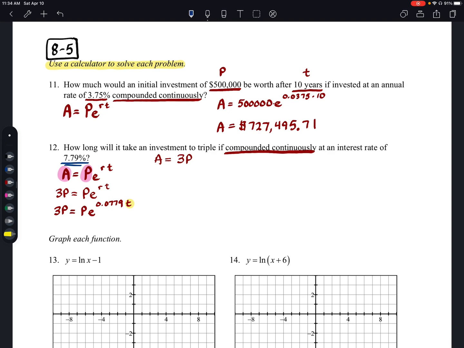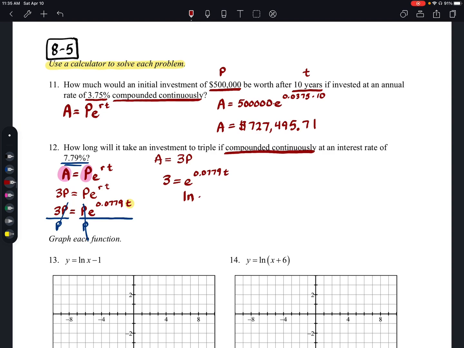So as I look to try to solve this, what I'm going to do first is divide each side by P. We cancel those P's out, and actually these P's will cancel out. Now we're left with 3 should equal E raised to that power of 0.0779 T. And now it's just an exponential function that we need to solve. So because this is new, if I want to get rid of that E, let's take the log on each side. But when we take the log, let's do the natural log.